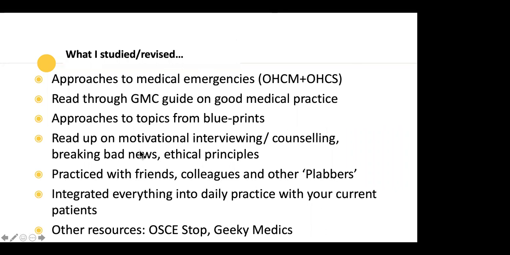My practice with other PLABers was mostly virtual because I landed in the UK for my exam, and two days later I did PLAB 2 because I wanted a holiday afterwards and I didn't really want a long lag time before the exam. What I found really useful is whatever I studied the night before, I tried to integrate into my daily practice as I was working during that time. I think this really helped to consolidate everything I learned. Other resources that I found useful, and which are also completely free, are OSCE Stop and Geeky Medics.